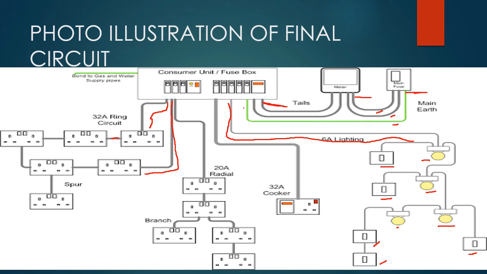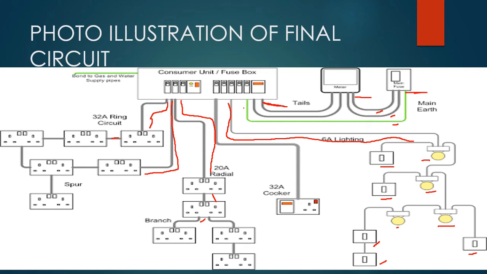Now for the radial, the difference between the ring and the radial. Once we tap our cables from the consumer control unit, you will take them to the first socket, you loop to the second socket, third socket, fourth and fifth. But once you do that, the cable will not go back to the consumer control unit. So that is what we call a radial final circuit. I hope by now we have a clear picture of one, a lighting final circuit, two, a ring final circuit, three, a radial final circuit.